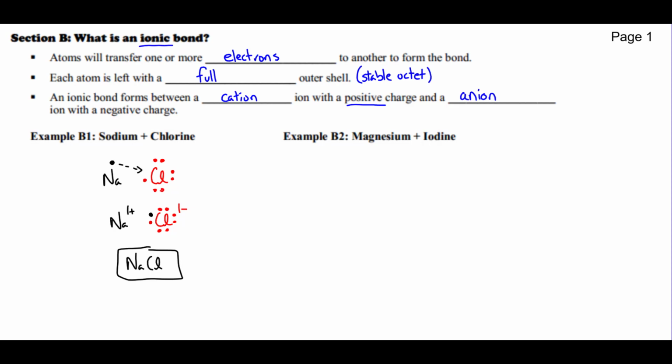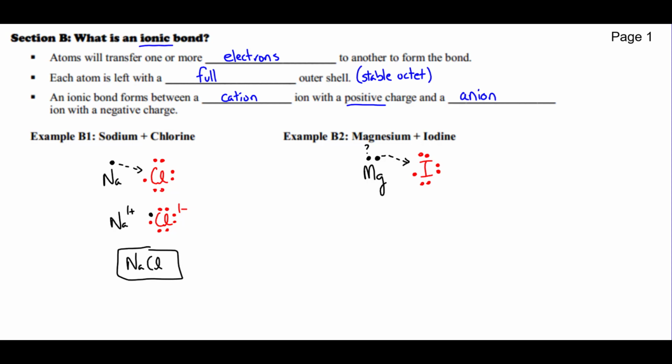I'm going to set up magnesium and iodine. So magnesium, that's in group 2 on the periodic table, and so it's got 2 valence electrons. And then I'm going to put in iodine, and that's from group 17, so it's got 7 valence electrons. Now, just like last time, we can take one of those valence electrons and put it right here on iodine, but that is going to leave us with an extra valence electron on magnesium.